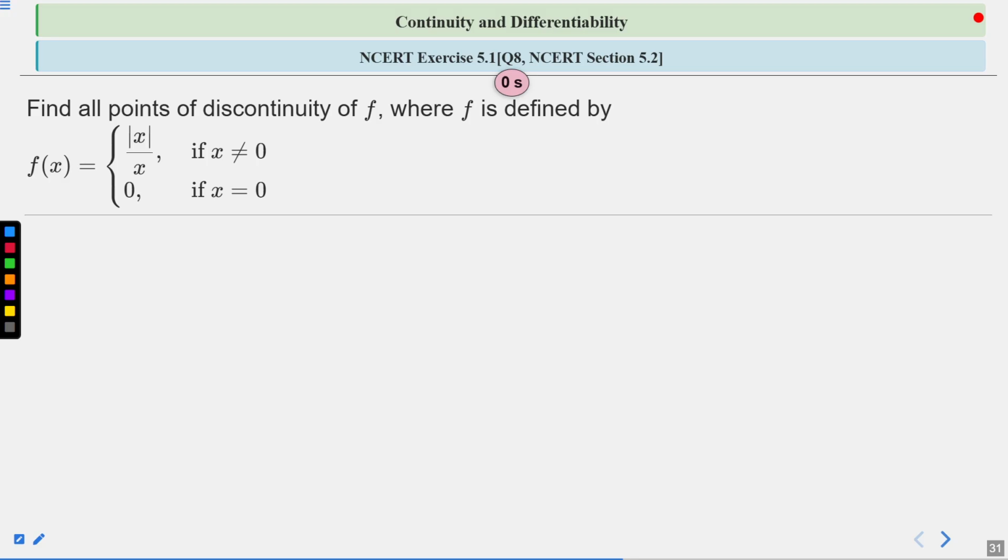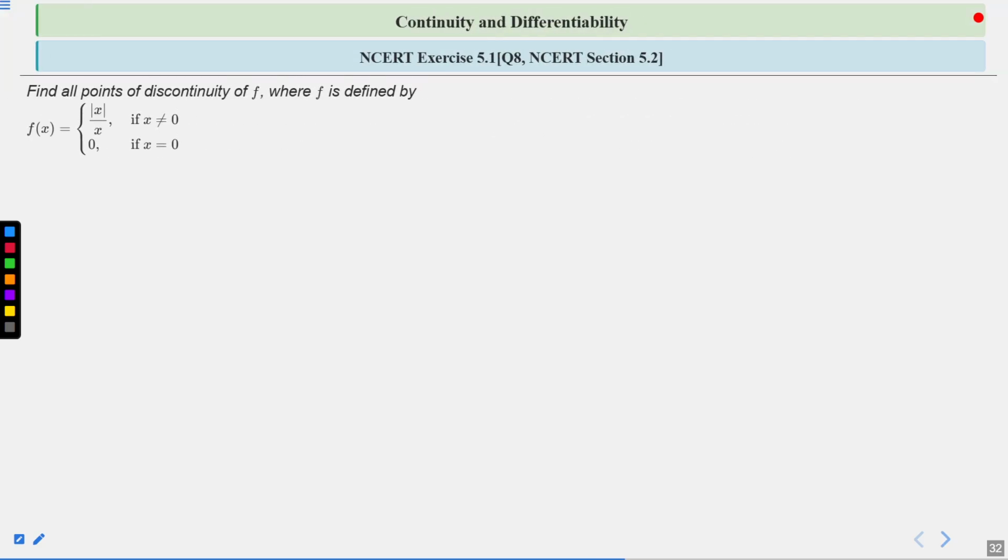Okay, let us move to the solution part. Our function is f(x) is equal to mod x upon x if x is not equal to 0, and it is equal to 0 if x is equal to 0, right? So let us see the solution part. So f(x) is equal to mod x upon x if x is not equal to 0, and it is equal to 0 if x is equal to 0.